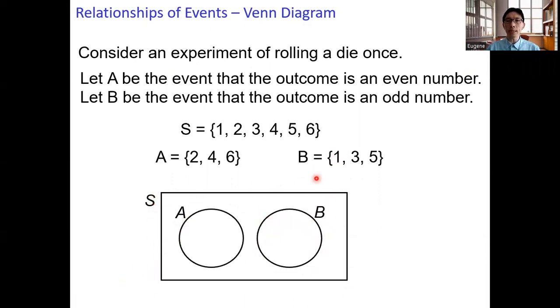The number 1 is in event B, so the number 1 is within circle B. And then the number 2 appears in event A, so the number 2 is written within circle A. The number 3 appears in event B, so number 3 is in circle B. Similarly, number 4 is in circle A, number 5 in circle B, and number 6 in circle A. So this is the complete Venn diagram for this example.